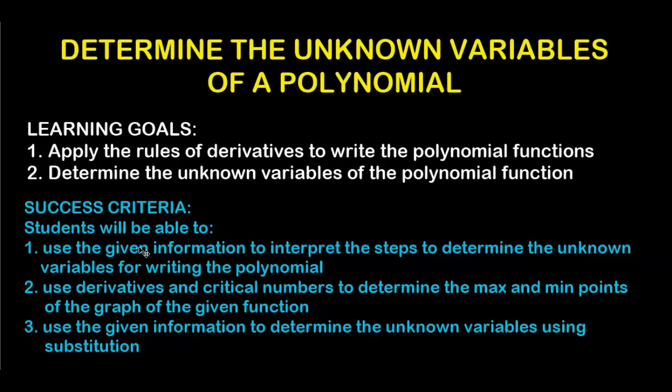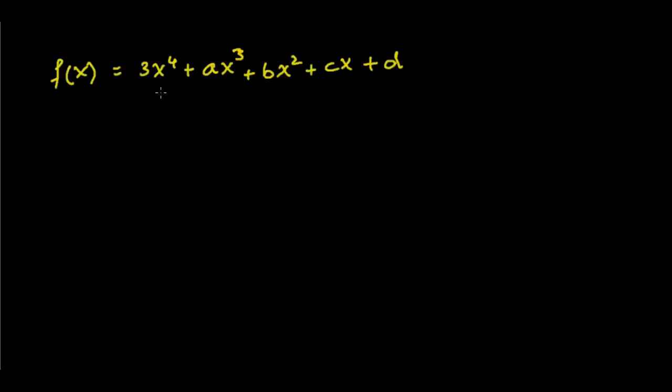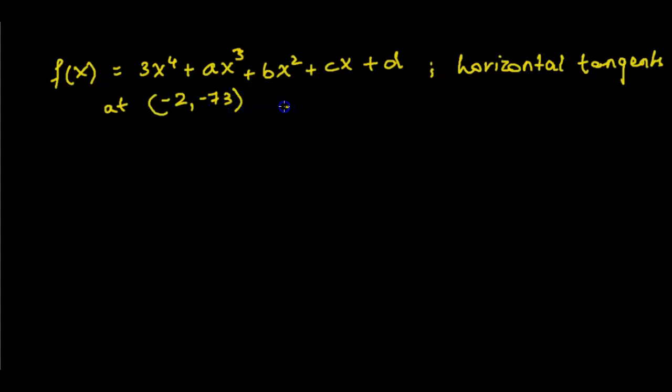Let's understand all this with an example. Let's say we're given a function f(x) is equal to 3x to the power of 4 plus ax cubed plus bx squared plus cx plus d, and we are given that this function has horizontal tangents at (-2, -73) and (0, -9). With all this given information, we will be asked to write down this function completely, that is by putting in the values of the variables a, b, c and d.